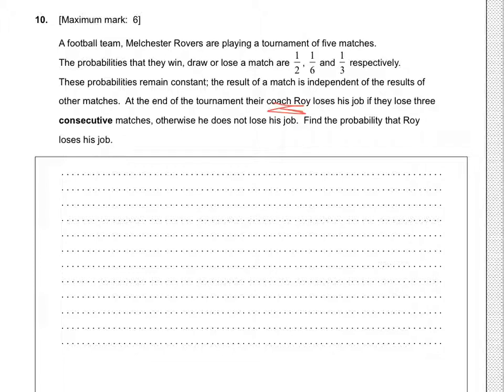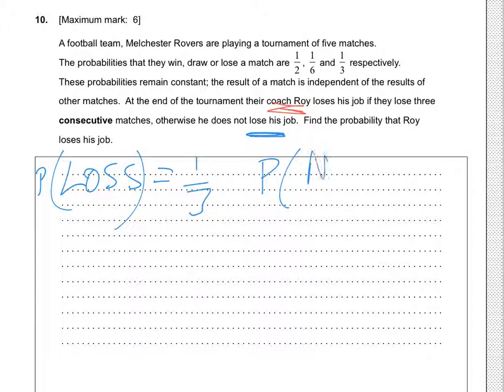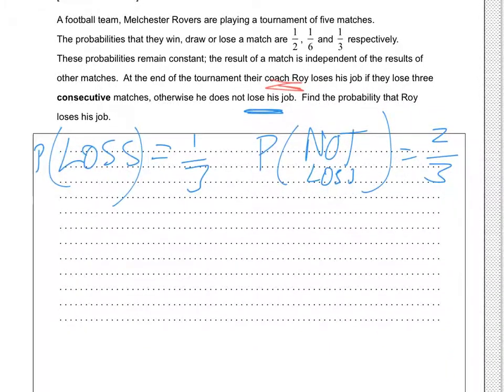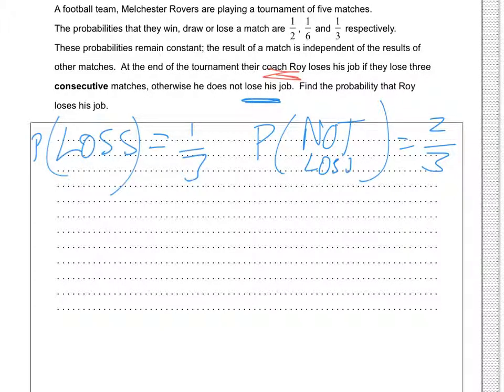First thing to realise is that you only need to think about losses and not losses. The probability of a loss, we're told, is 1/3, and therefore you can work out the probability of not a loss is 2/3. And the other numbers, the half and the 6th, don't have any bearing on the question. They've got 5 matches. He loses his job if they lose 3 in a row.